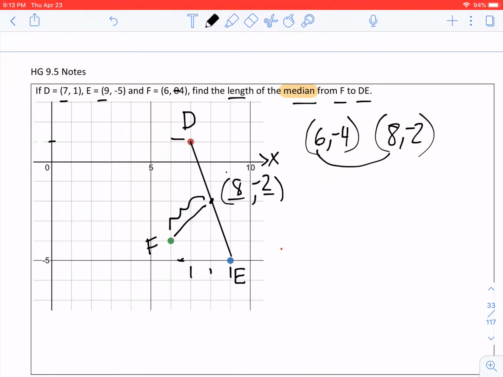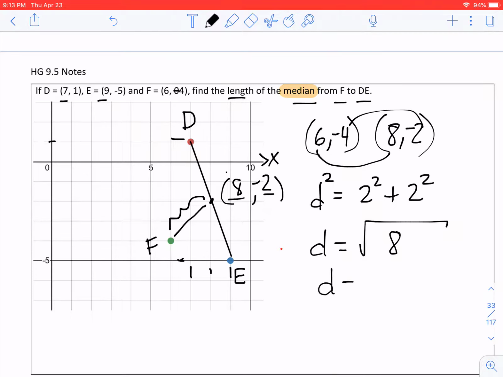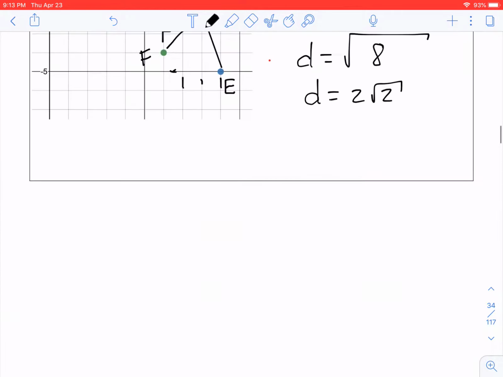Now again, distance formula. Hopefully you're getting good at this. And I don't necessarily always use c squared, but if you want to use that as a reminder to use Pythagoras. How far is it from 6 to 8? That's 2. How far is it from negative 4 to negative 2? That also is 2. And so the distance is the square root of 8, which is 2 root 2. All right. And tomorrow we'll talk about triples.